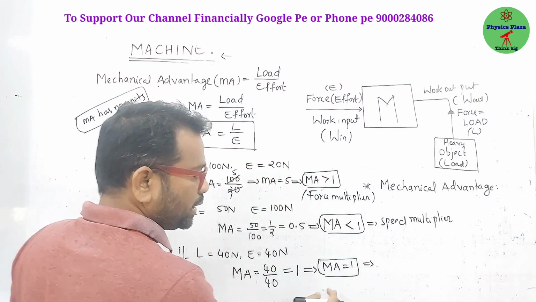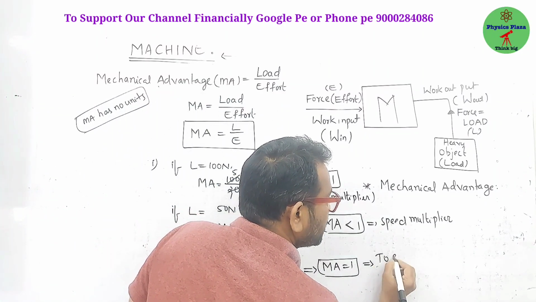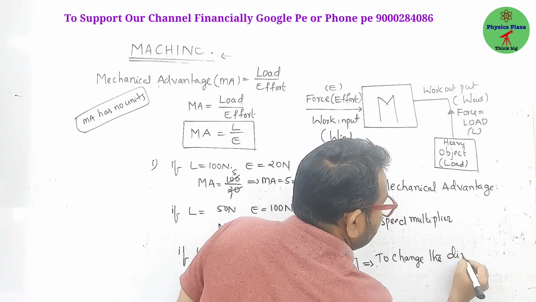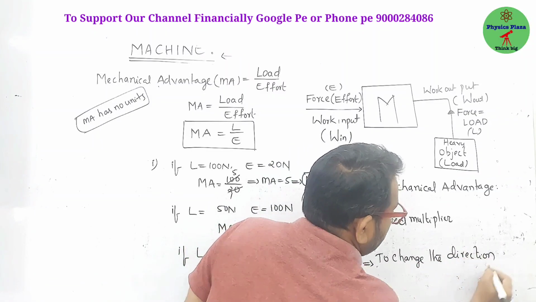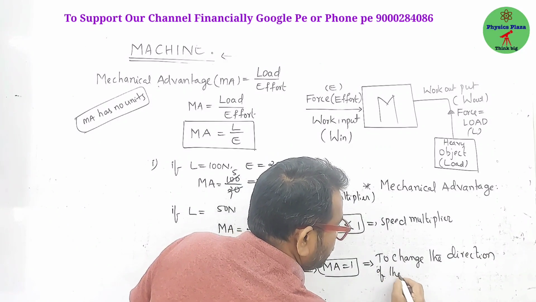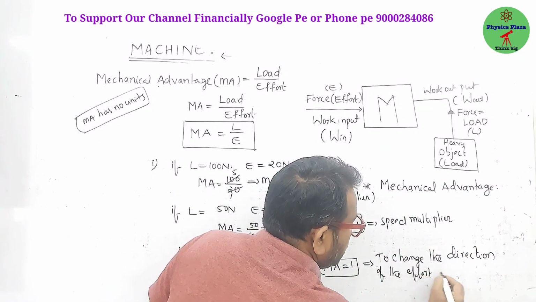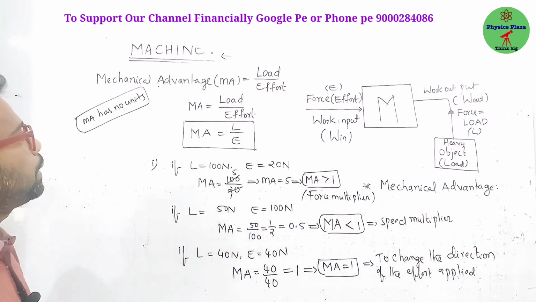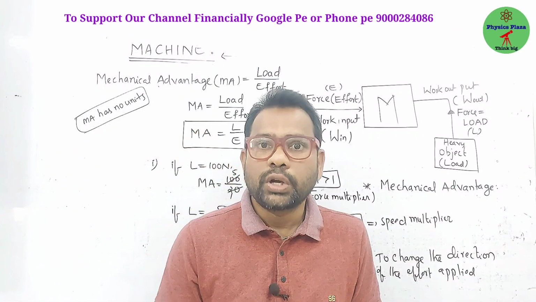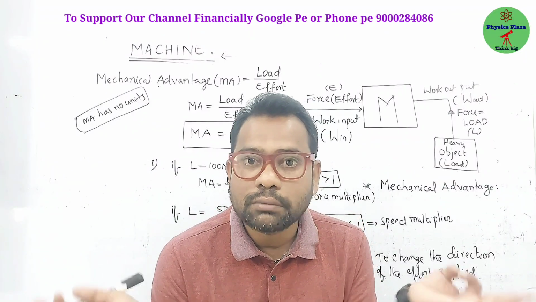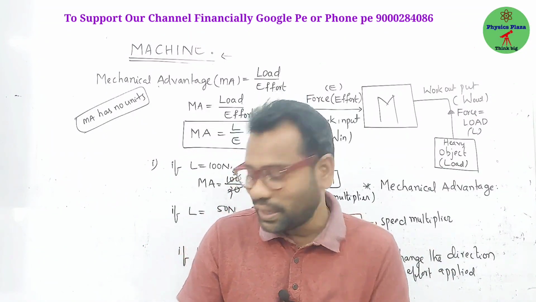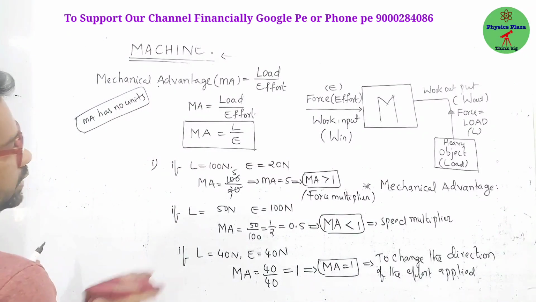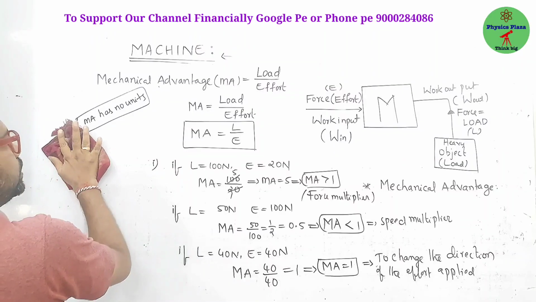Okay then. A machine with mechanical advantage equal to 1 is used to change the direction of the effort applied. That's it. With this, we have done the mechanical advantage concept. Children, the mechanical advantage concept, not the machines chapter. Don't be excited. Okay, copy this. 3, 2, 1. Okay, can I erase? 3, 2, 1, go?